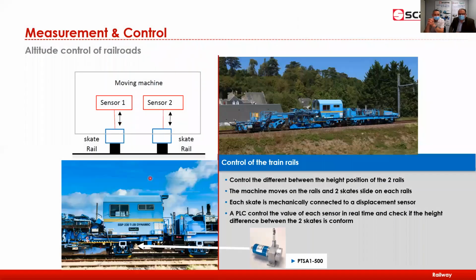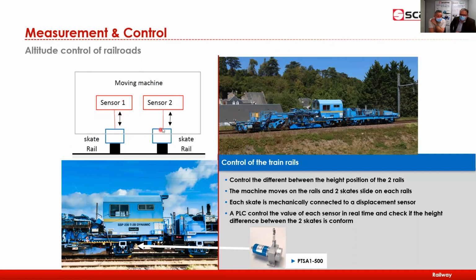We have some applications in railroad monitoring. The machine moves on the rail, and there are 2 skates touching the rail. Attached to these skates, there are 2 sensors.